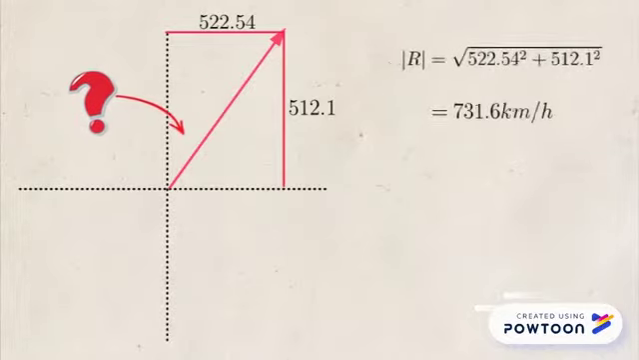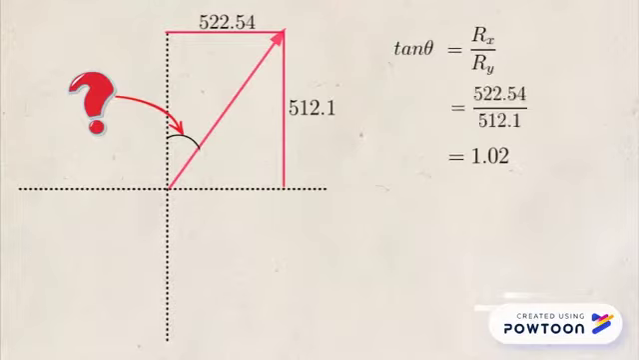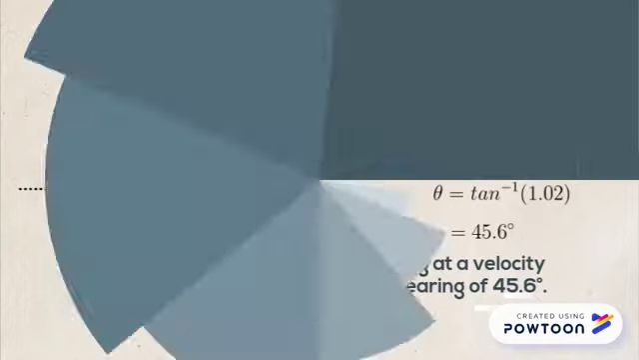Now let's find the heading using the trigonometry of tangent. Tan theta equals opposite over adjacent. Let's do the working. Tan theta equals Rx over Ry, which equals 1.02. Theta equals inverse tan of 1.02, which equals 45.6 degrees. Therefore, the airplane is traveling at a velocity of 731.6 kilometers per hour with a bearing of 45.6 degrees, about the same answer as we got from the geometric method.